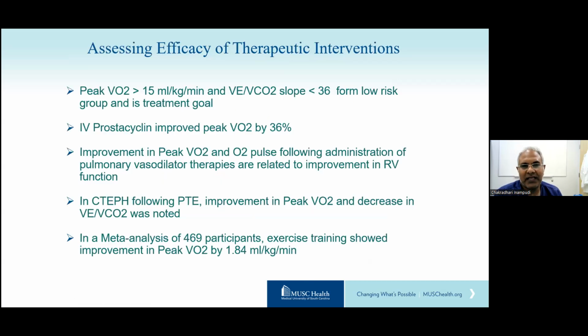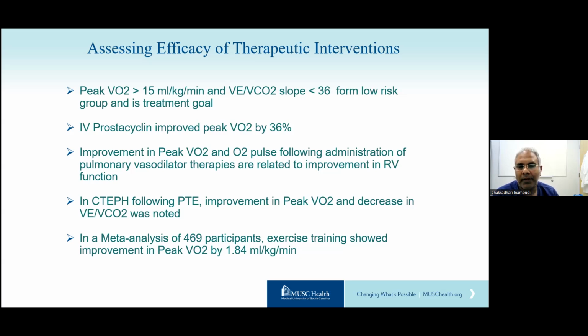Now, assessing the efficacy of therapeutic interventions. If your peak VO2 is greater than 15 and VE/VCO2 slope is less than 36, they found low risk in patients with pulmonary arterial hypertension. And ideally, these are the goals that you would want to establish for patients who've been started on PAH-specific therapy.